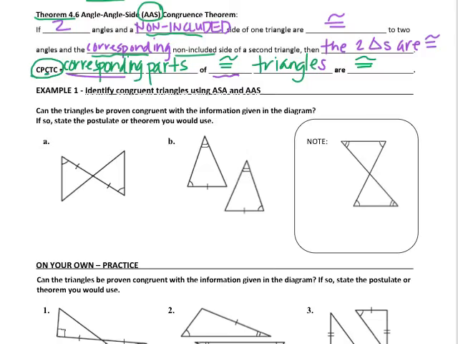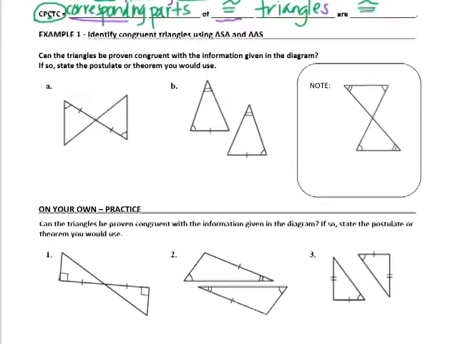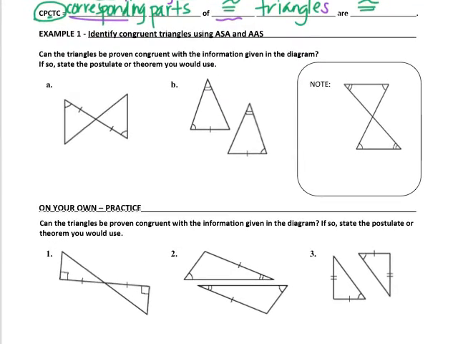So let's take a look at the first example. It says to identify congruent triangles using ASA and AAS. So we have to remember that the congruent side has to be between the two angles to use ASA, and the side does not have to be between the two angles in AAS.